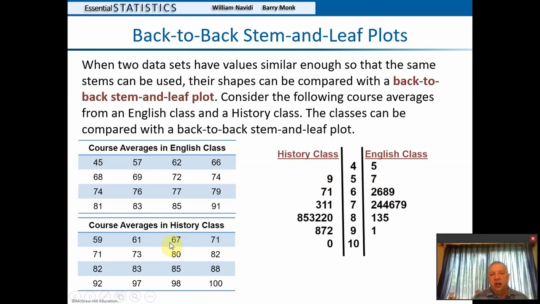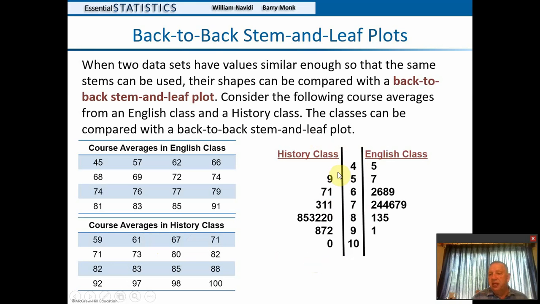And then down here in our history class, we're still the same stem. There's nothing in the 40s. At the 50s, I've got a 59. That's my lowest. The 59, the 61, 67, and then the 71, 71, 73.